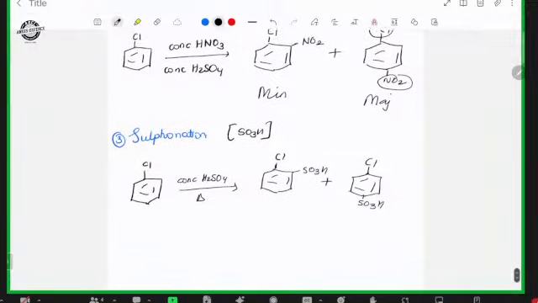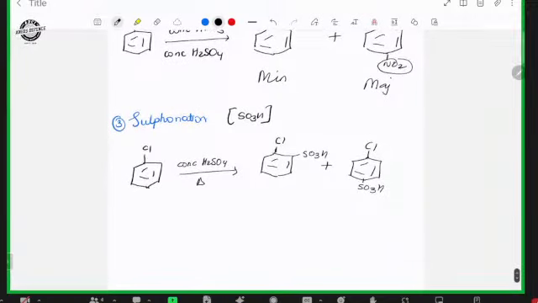So the name of this is, you have to number it from here. So this is 1 and this is 2. So this is 2-chlorobenzene sulfonic acid. This is 1, 2, 3, 4. So this is 4-chlorobenzene sulfonic acid. Again, this is my minor product and this is my major product.